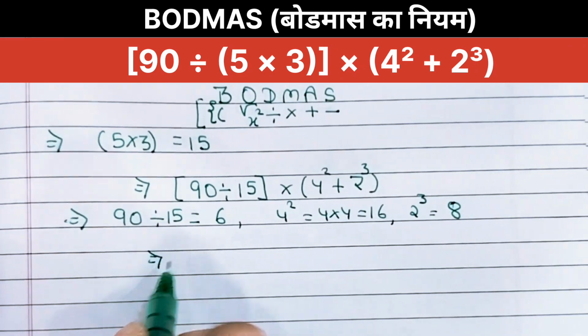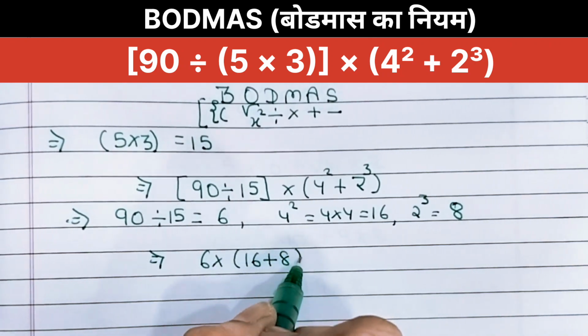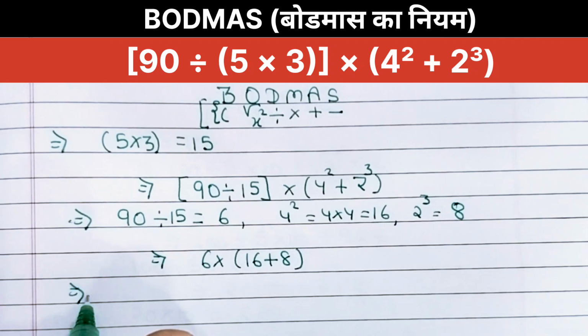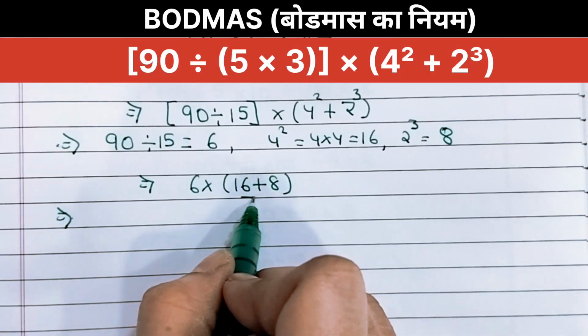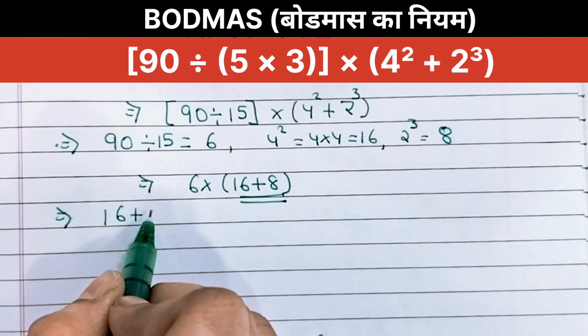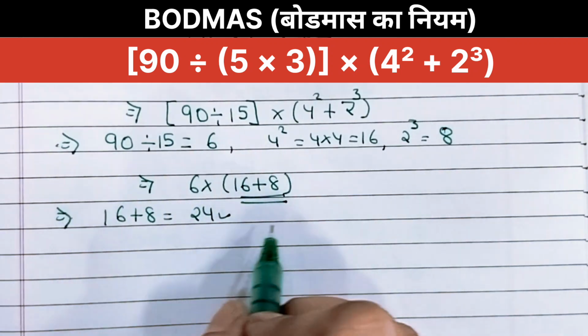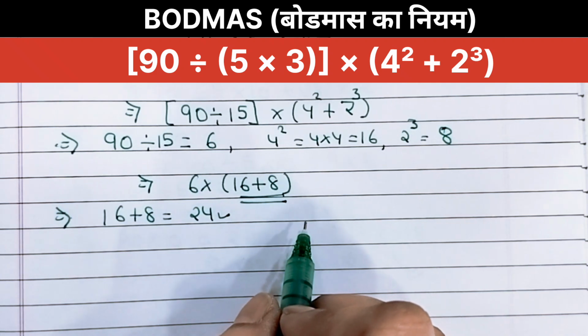So now the new expression becomes 6 multiply by 16 plus 8. Move to the next step. Solve the remaining addition inside the bracket. Now first we add the remaining numbers which is 16 plus 8 inside the parenthesis, which gives you 24 as a result. According to this step, all the operations inside the bracket must be simplified first.